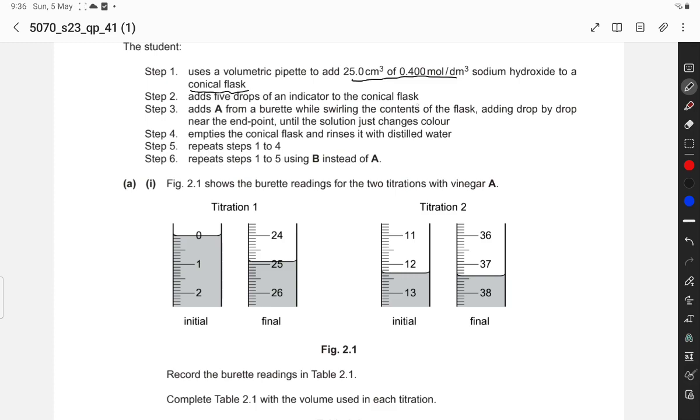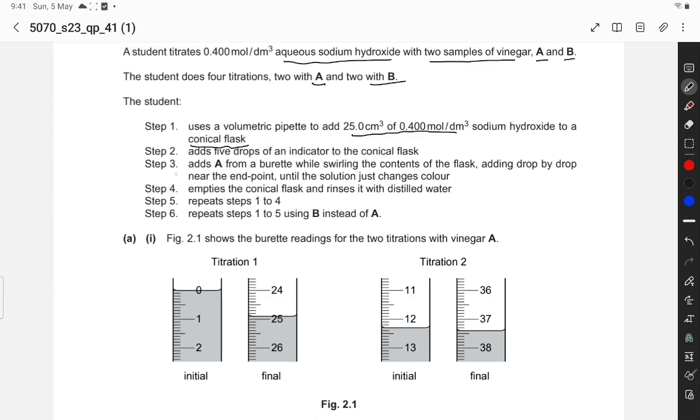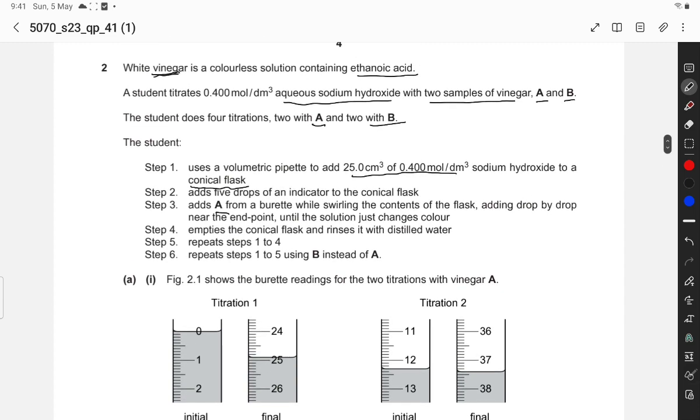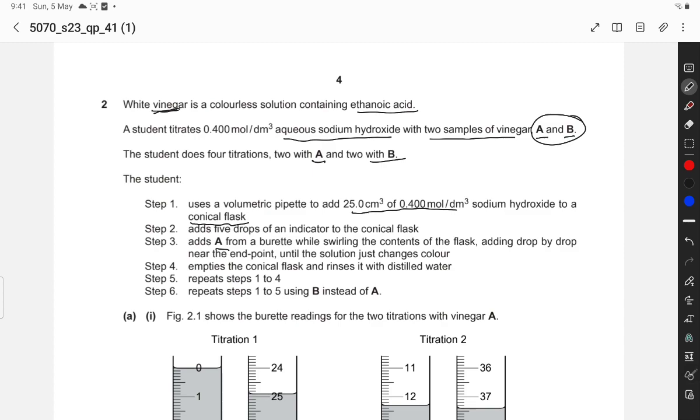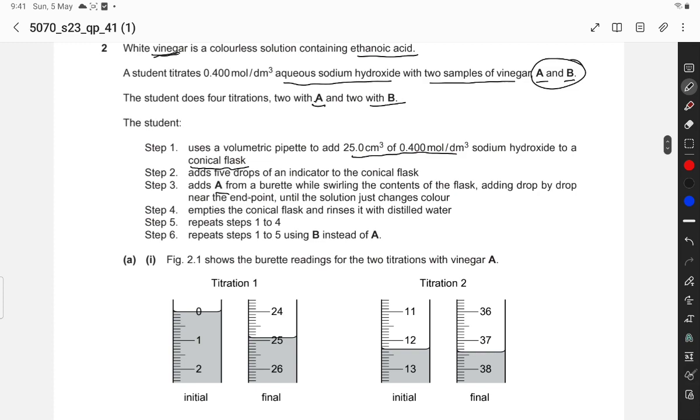Step 2, add 5 drops of an indicator to the conical flask. Step 3, add A from the burette while swirling the contents of the flask, adding drop by drop near the end point until the solution just changes color. The student does 4 titrations, 2 with A and 2 with B. So we have taken 2 samples of vinegar, A and B. So please underline these focus points which are used in the whole experiment.